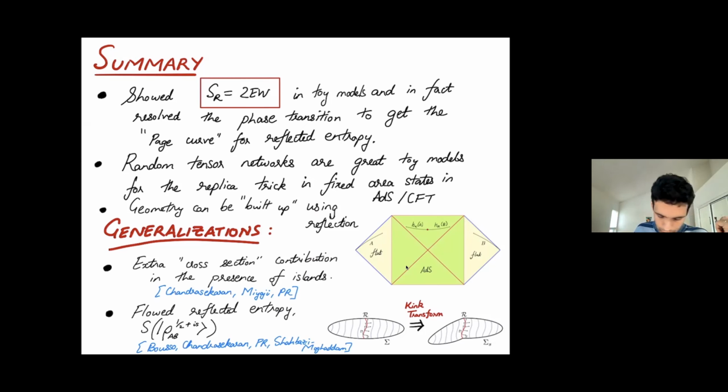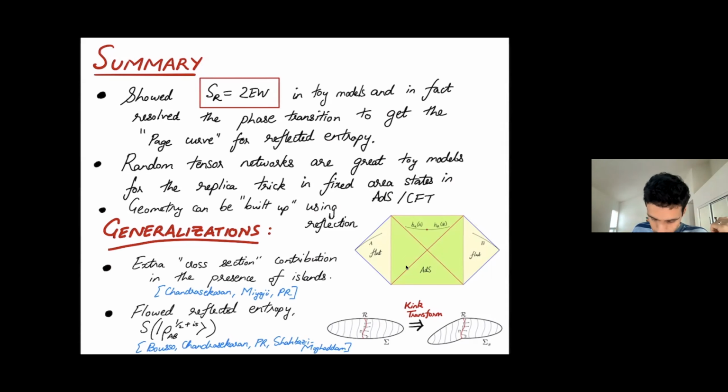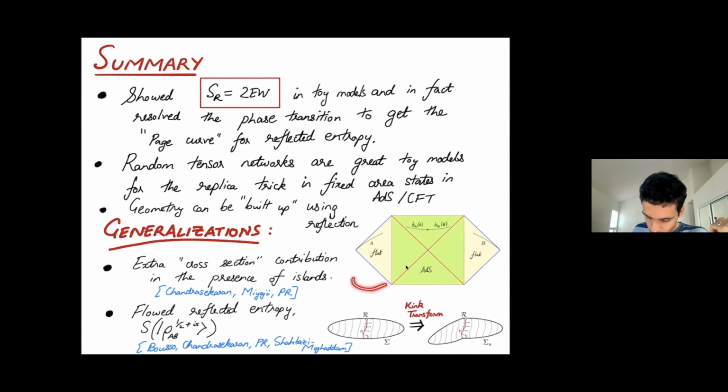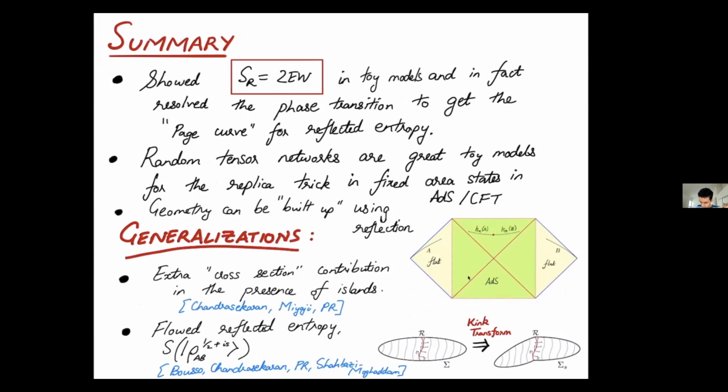There's a few generalizations to this story. You can consider these extra cross sections when you have islands. So in the East Coast model, for example, you can have an island, and in order to compute the entanglement wedge, you get some cross section that lies in the middle of the island. This was something we analyzed in a paper with Venkatesa Chandrasekaran, Masamichi Miyaji, and myself.